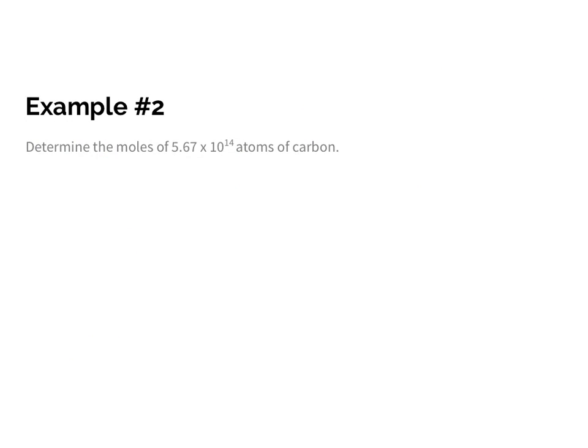Okay, so example number 2 says to determine the moles of 5.67 times 10 to the 14th atoms of carbon. So here, right away, that number kind of sticks out to me and tells me that this is going to be my given. So this is what's given to me in the problem, and determine the moles means that I am solving for moles. So this is going to be my wanted. When I set up dimensional analysis, I'm always going to put my given in the upper left-hand corner.